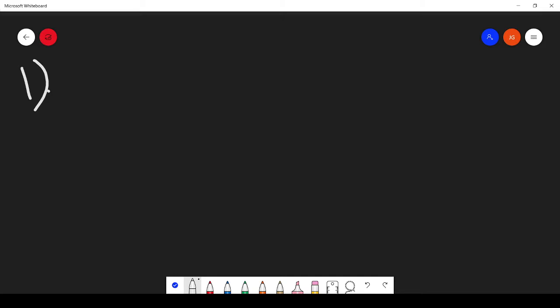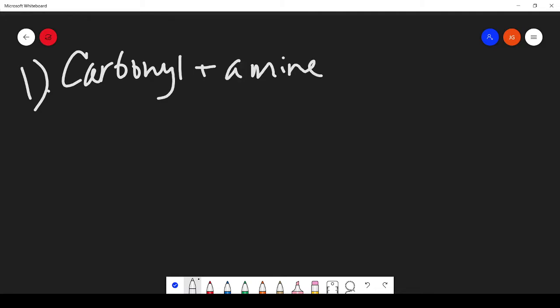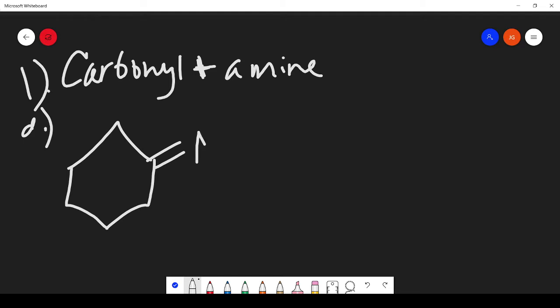We want to give the carbonyl and amine that can be used to form a compound. And we're going to be given the compound. So for 1A, we're given this compound. All right. So pause here if you want to try to solve this. If not, I'm just going to go ahead.